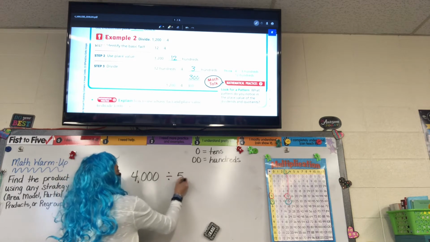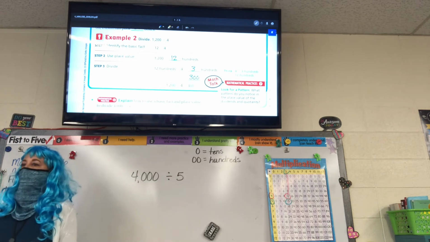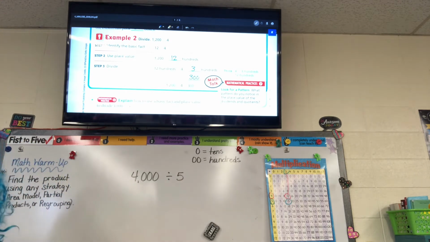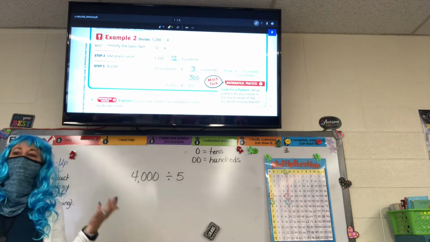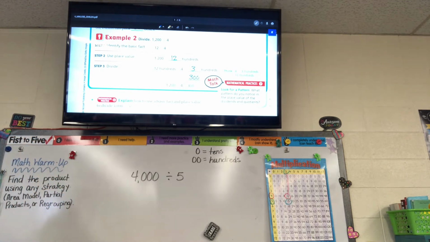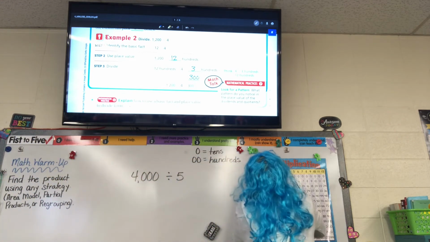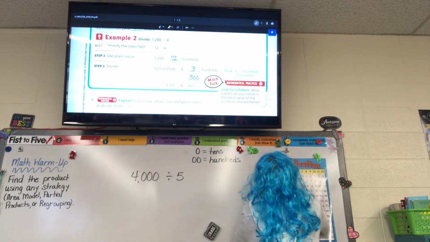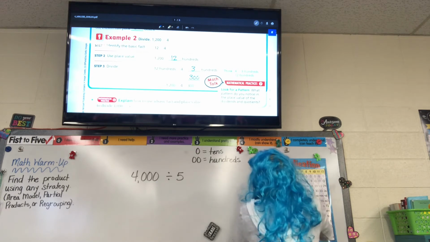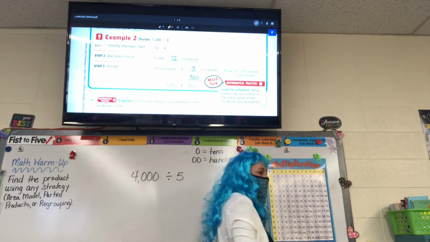Okay, so what would our basic fact be to start with, Ella? 4 divided by 5. Everybody agree? Okay, now stop. Focus. What row do we go to? The 5 row. Remember, we always go to the row of the divisor, the second number.